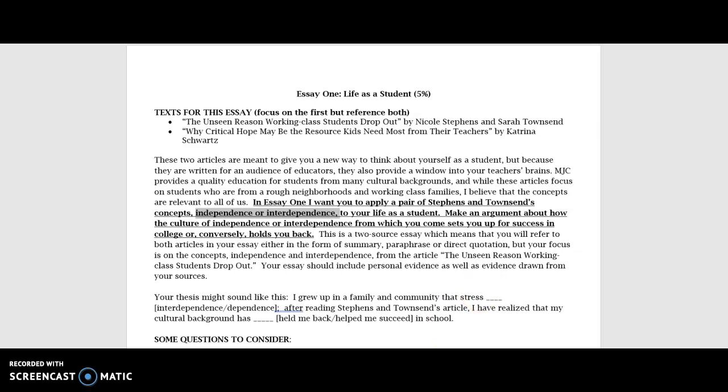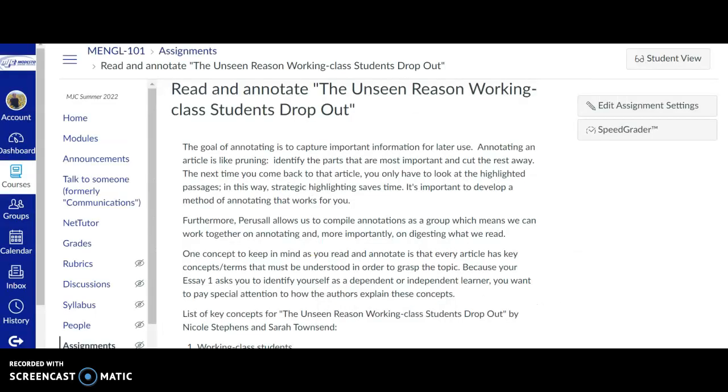Okay, so that tells you right there that those are common terms, independence and interdependence, but Stevens and Townsend, who wrote the article you're about to read, define them in their own way. They make those concepts their own. You really need to understand what they mean by those concepts.